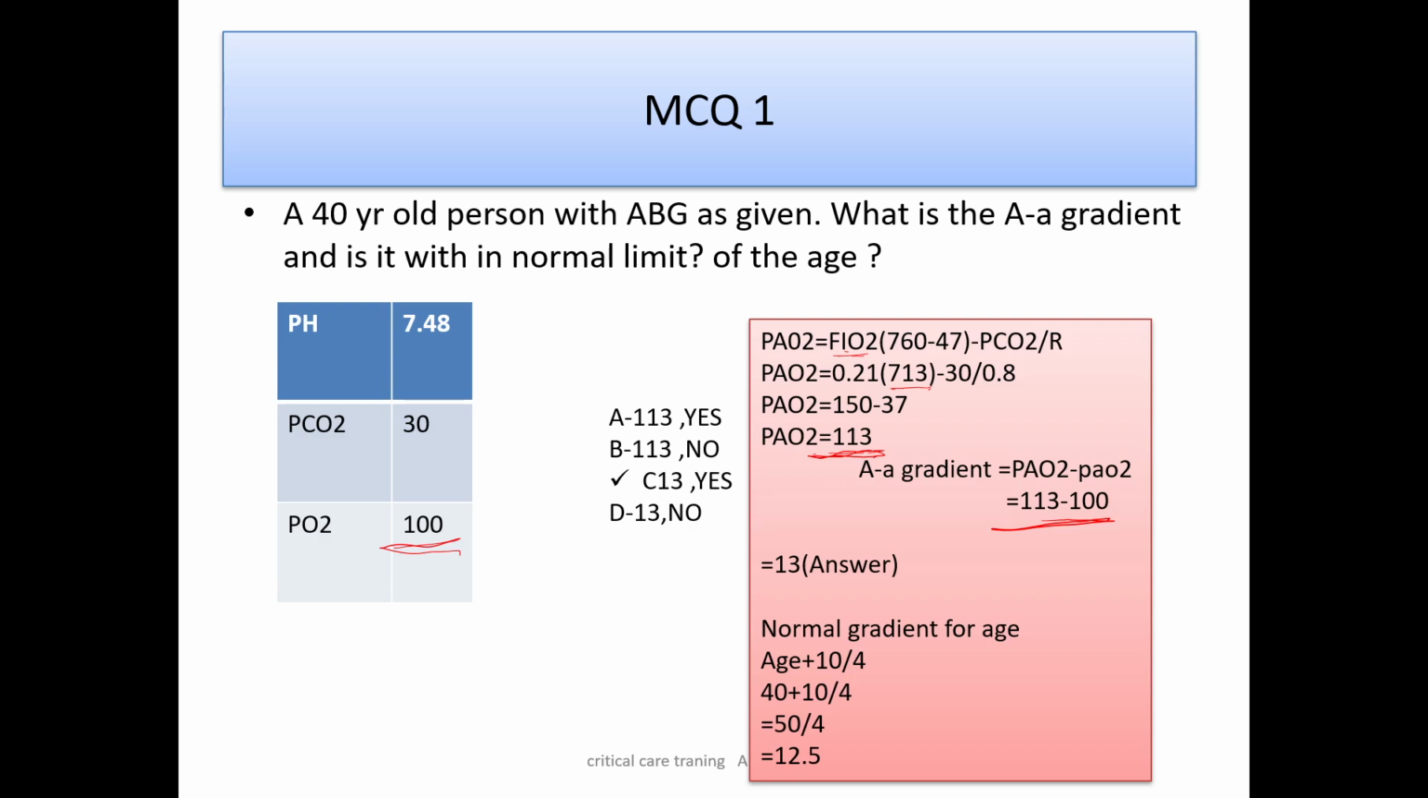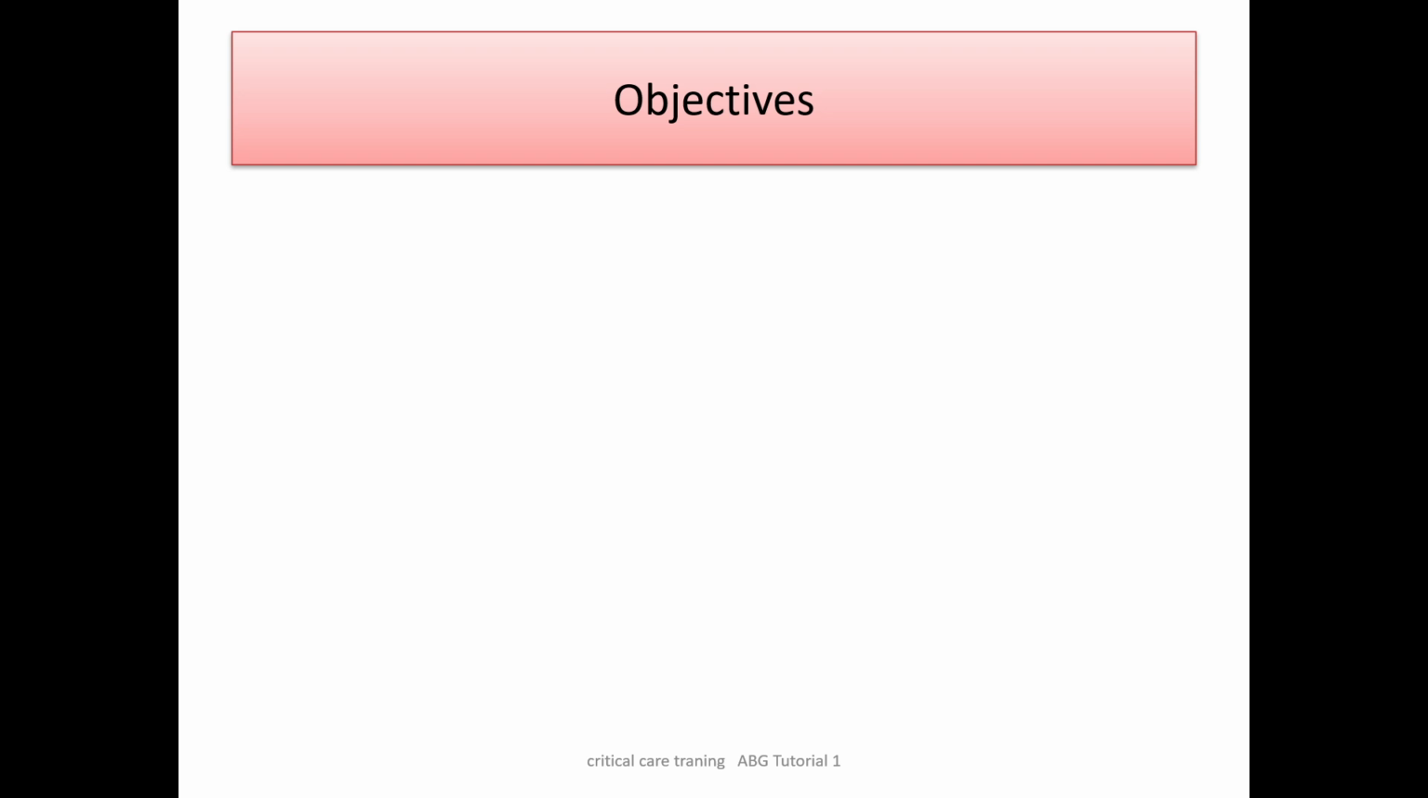As the patient requires more and more oxygen, to know the shunt, it's better to calculate the PaO2, that is arterial O2 by FiO2, the PF ratio, for patients who require higher FiO2, which we discussed in the last session. The objective of this session is that we'll put these steps of ABG interpretation into bedside practice.